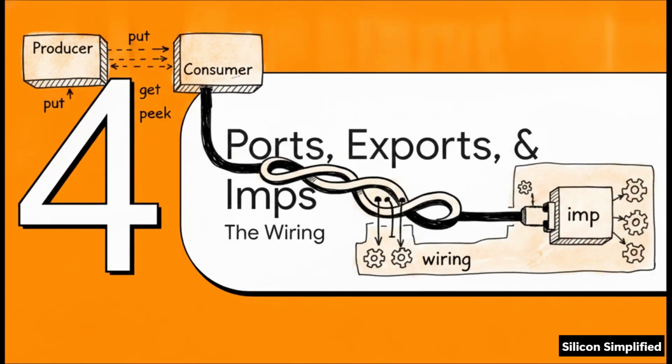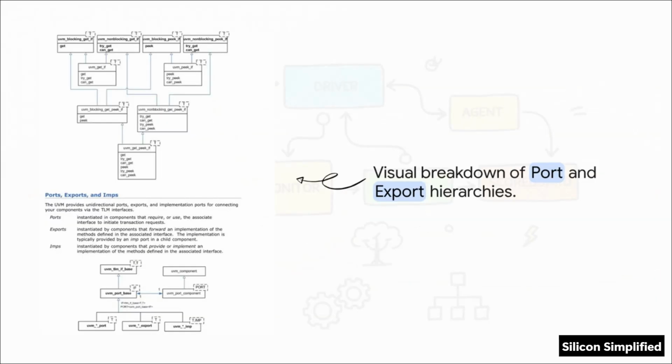Let's keep it moving. Section 4. Ports, exports, and imps, the wiring. So we know the actions, right? Put, get, and peek. But how do we physically connect a producer to a consumer? This visual brilliantly illustrates the physical wiring of our UVM factory. You can't just throw a transaction into the void, you need a channel.